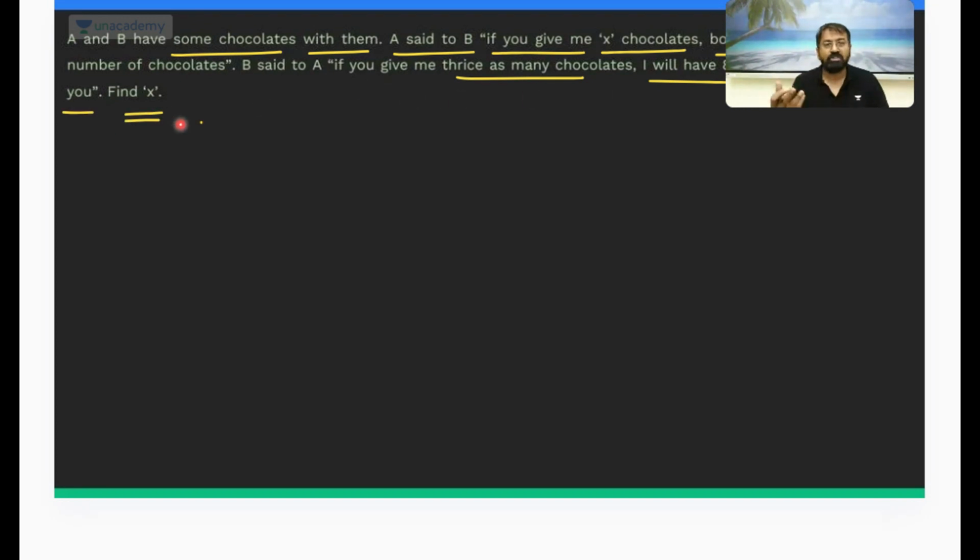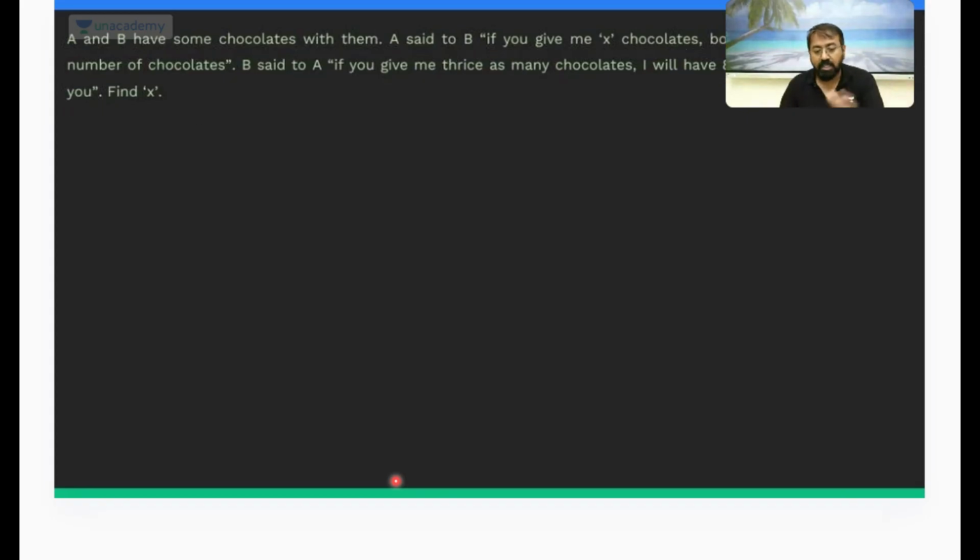Now, how will you solve such a question? Okay, so let's understand. Guys, this is called a worded problem. You need to convert this worded problem into some equation. So how can we do it? First of all, here A said to B, if you give me X chocolates, both of us will have same number of chocolates. So can I say number of chocolates with A is X less than B? Do you all agree, guys? Number of chocolates with A is X less than B. Is that correct? Yes or no? Just type in the chat box.